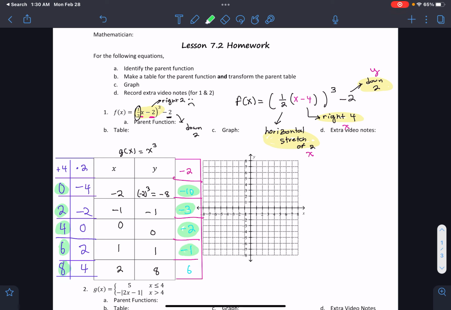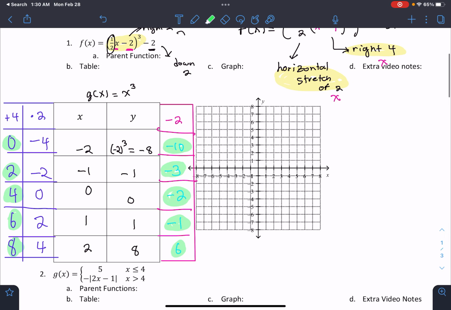And the cool thing is, if you know what x cubed looks like, then I feel like you have a good idea of whether or not you did this right or wrong. So one thing we should notice is, first of all, our graph is not long enough. So I'm going to stretch this just a little bit longer, and I'm going to write a -9 and a -10. So at 0, I got -10. At 2, I got -3. At 4, I got -2. At 6, I got -1. And then at 8, I got 6.